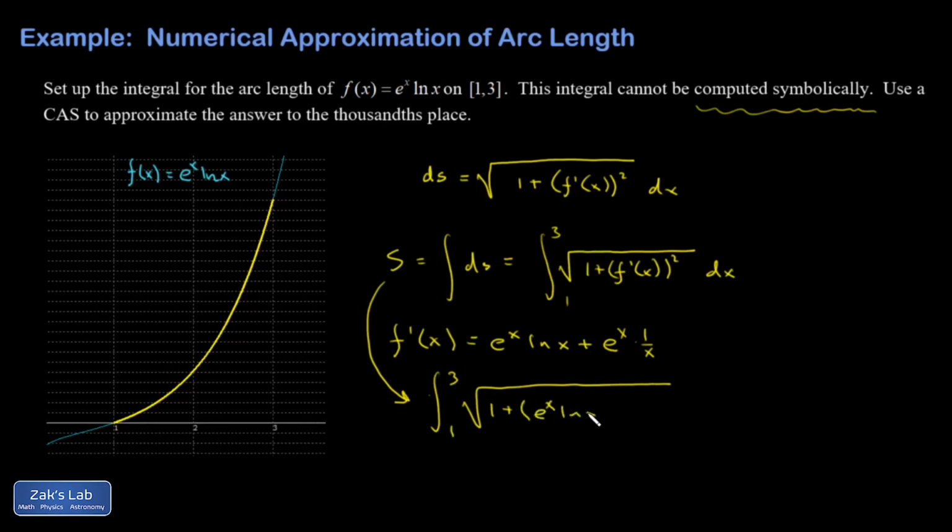e to the x natural log x. And I'll just call this e to the x over x for that term, and then I have to square all that. All right, no way you're doing that. So we're going to bounce to Maxima.